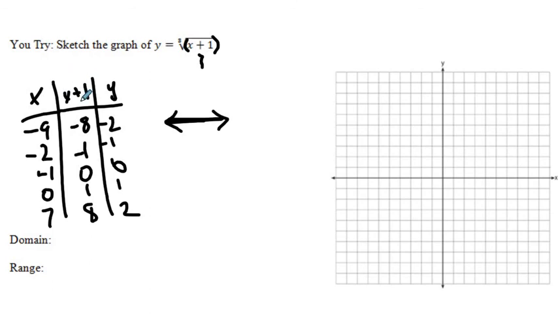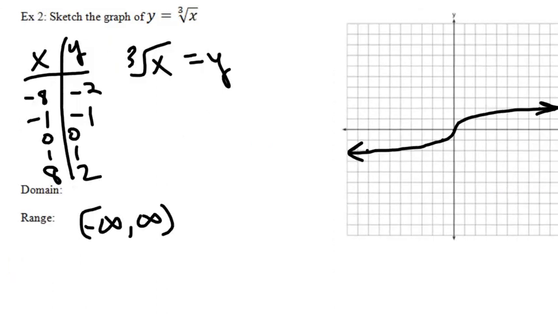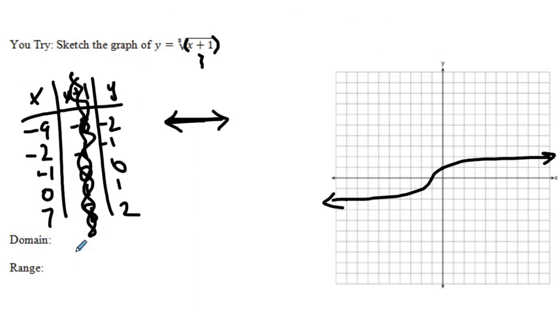If we graph that, we ignore this middle column. That was just to help us. These are the actual values: -9, -2; -2, -1; -1, 0; 0, 1; and 7, 2. Okay. Same graph, but shifted one space to the left. The domain and the range, they're not going to change. It's still going to be negative infinity to infinity for both.